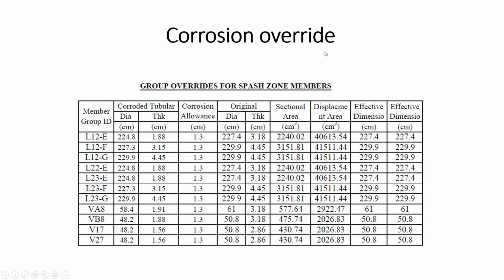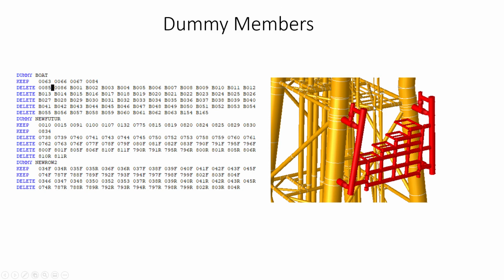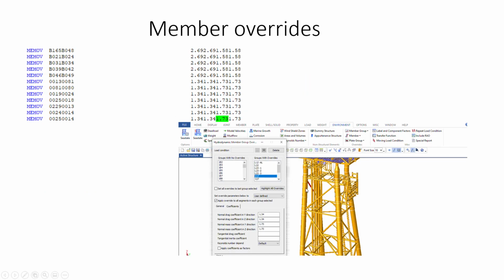Then corrosion override, I told already. See, this is the jacket. This is the water level, 0.00. Above this is called the splash zone. Whatever the splash zone is, in this area there won't be any anode supply. So we have to calculate the corrosion allowance here.